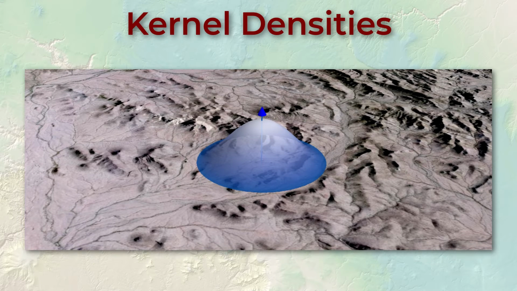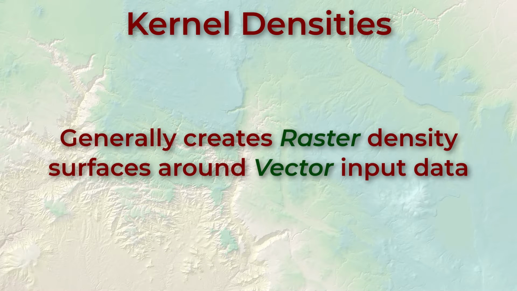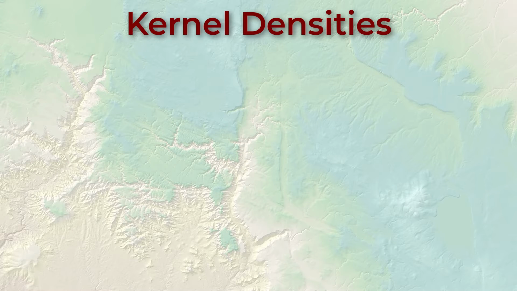Okay, if you recall the difference between vector and raster data, kernel density analyses usually use a vector input source, either points or polylines generally. They conduct a raster analysis, and they produce a raster dataset that represents that density surface.